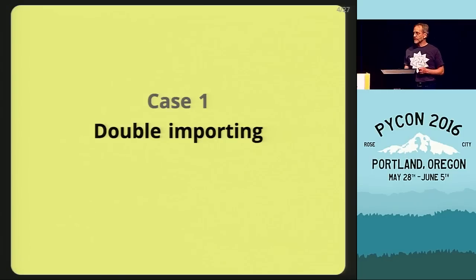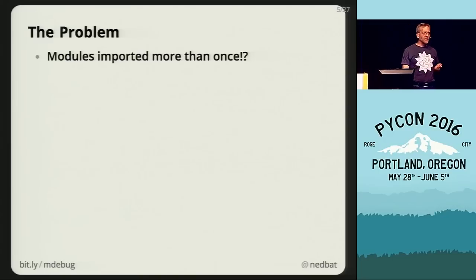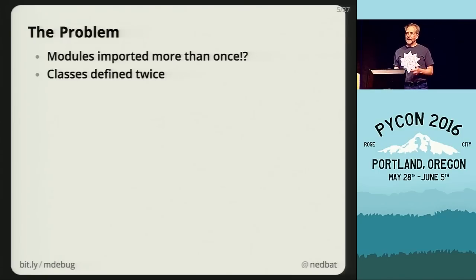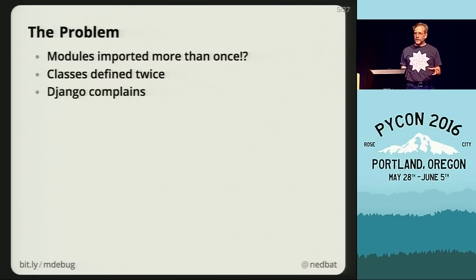All right, case number one. We've got 4 cases to cover. Case number 1, double importing. The problem was that we had modules in our system that were being imported more than once. And if you know about importing modules, you know that one of the fundamental ideas is that when you import a module, you always get the same object no matter how many times you import it, but that wasn't the case for us. And the classes in those modules were then defined twice, which means we had 2 classes floating around which had the same code and the same name. And usually that's not a problem, although sometimes it is, but modern, recent versions of Django actually complain about this.